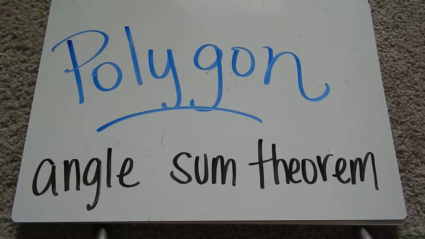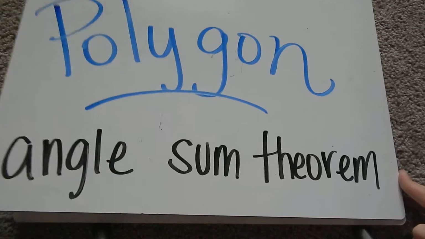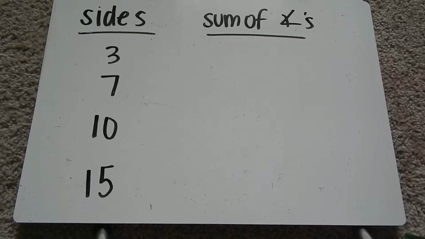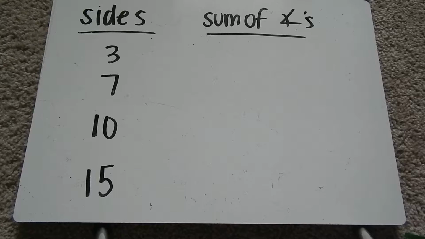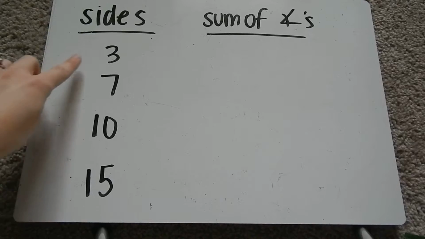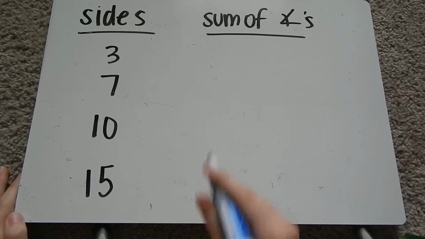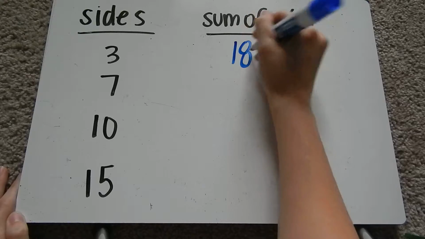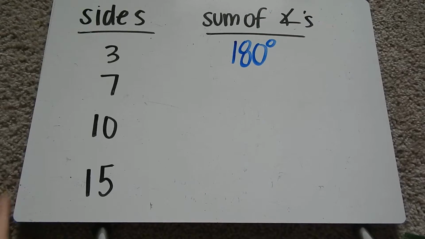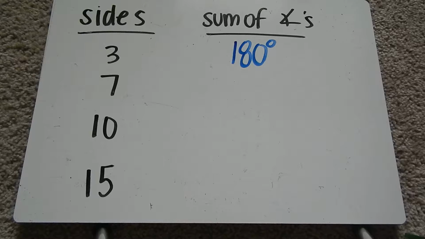Today's lesson is over the polygon angle sum theorem. Polygons can have a lot of different numbers of sides, so we need to discuss the relationship between the sum of their angles. We know for a triangle with 3 sides, the sum of the angles is 180 degrees. There's a specific formula we can use to get that number every single time for a lot of different numbers of sides.